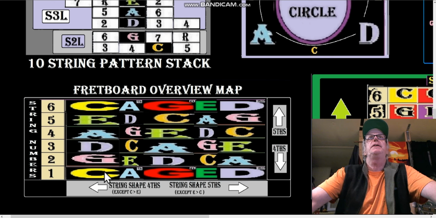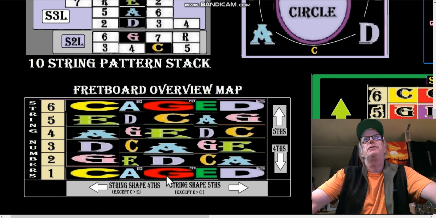They're just made different sizes so we can see that we can go from C to G in the fifths. It says right here, string shaped fifths. This is going to the right or the left. Going to the right, you're going in fifths. Fifth of C is G, fifth of G is D. Going to the left, you're going in fourths. Fourth of D is G, fourth of G is C.